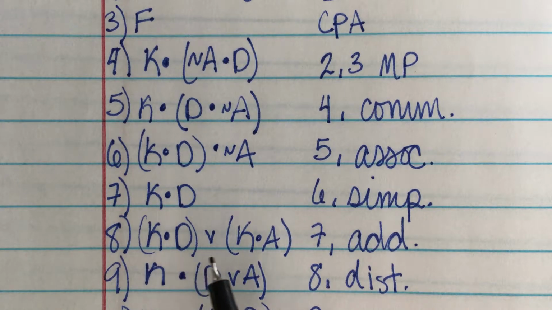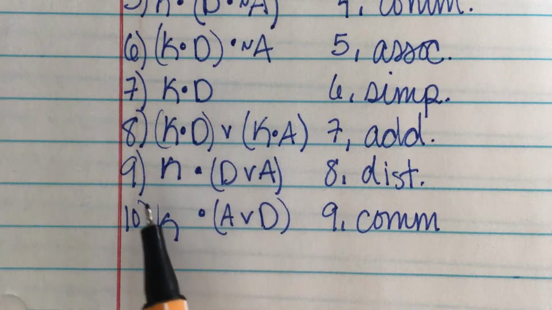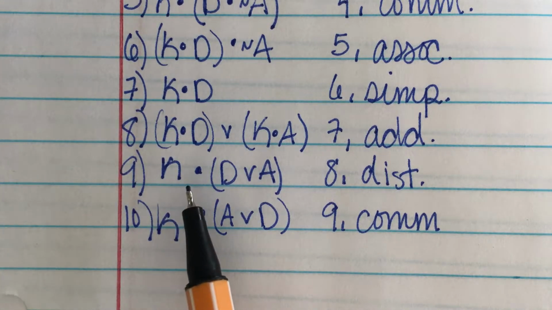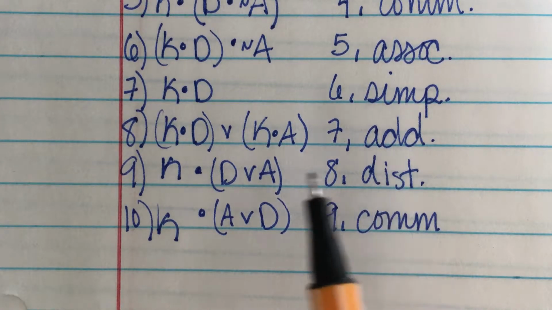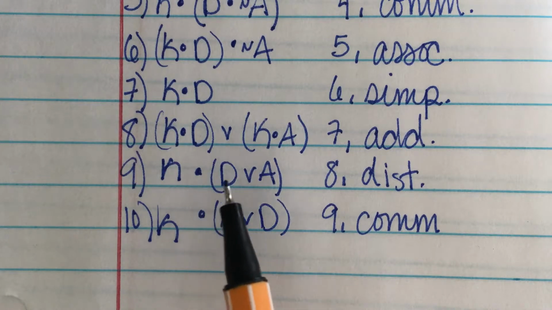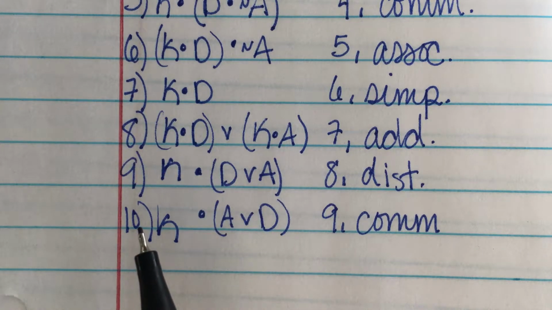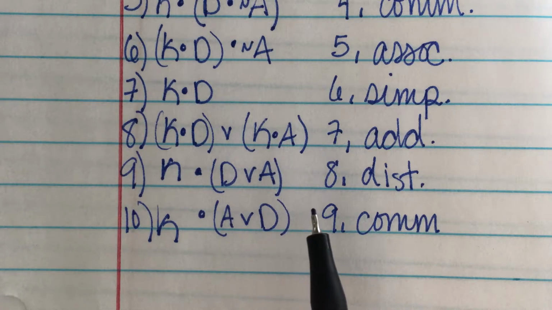K and D or K and A, 7 addition. Okay, because we can add whatever we want to with an or. K and D or A, distribution, which makes a lot of sense, right? If we have K and D or K and A, then we have K and D or A. Then we're going to move those things around again. K and A or D, 9 commutation.